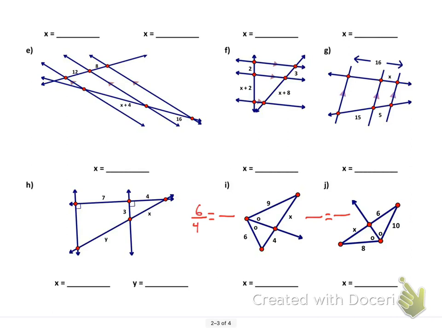6 over 4 equals 9 over x. Okay, you might have set it up the same way. This is correct, but look at your cross products. If you have 9 times 4 equals 6 times x, then you set it up correctly. All right? Now, someone different, tell me what you did for j.